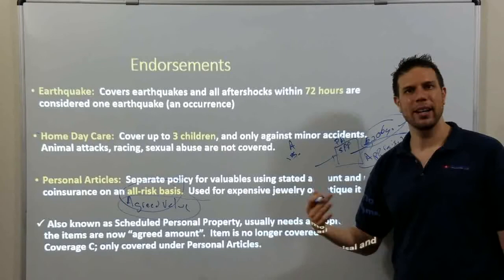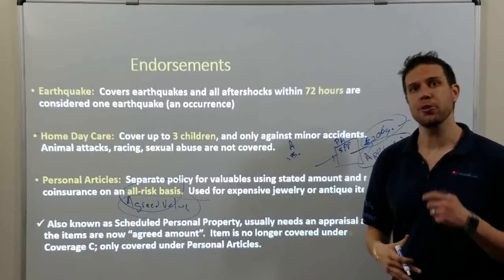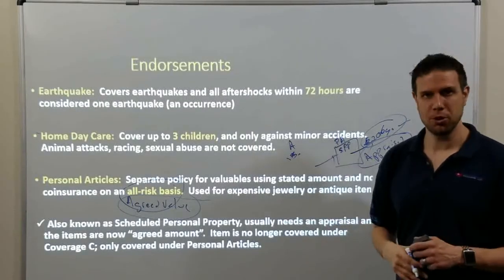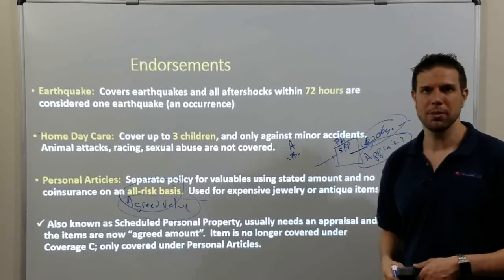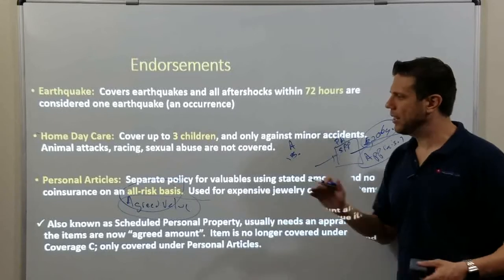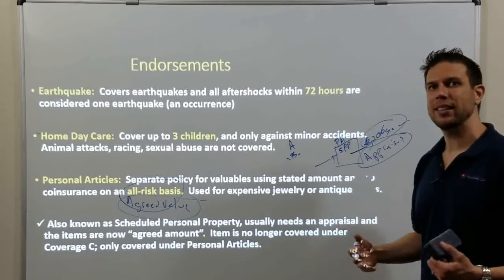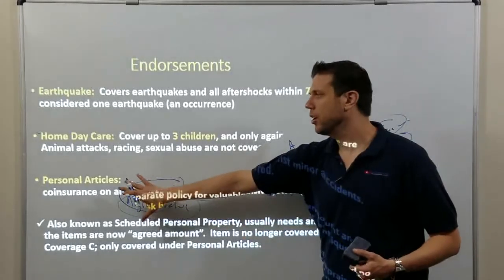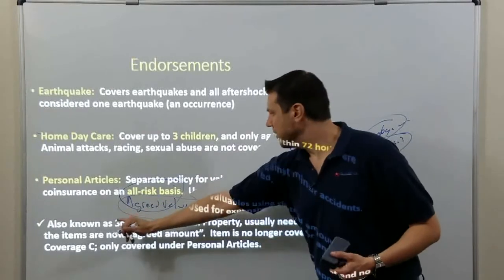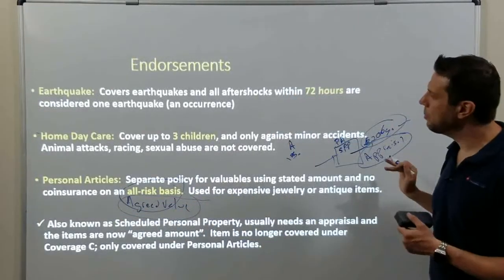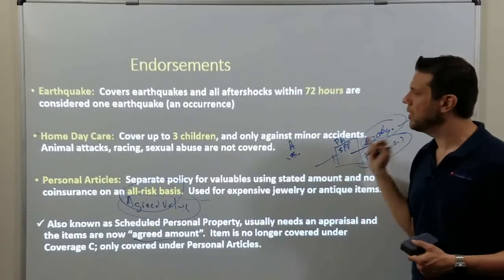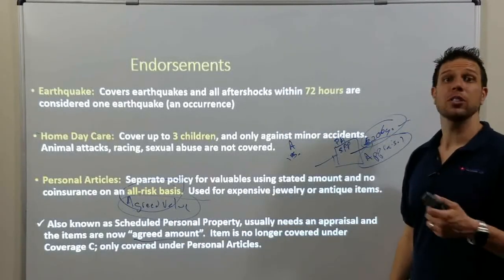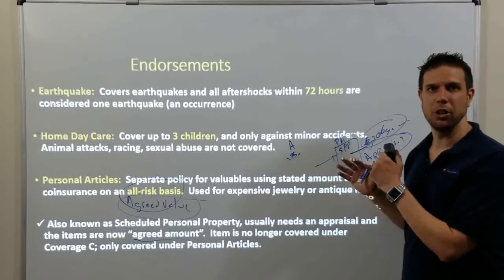So whenever you sell somebody homeowners, you always ask them, do you have any expensive jewelry? Do you have any expensive guns? Do you have any expensive golf clubs? And if they say yes, yes, yes, you ask them, would you like it to be insured by itself? And we'd schedule it on a separate policy for agreed value. Take it off coverage C, get its own policy. Most people do this. It's a good protection.